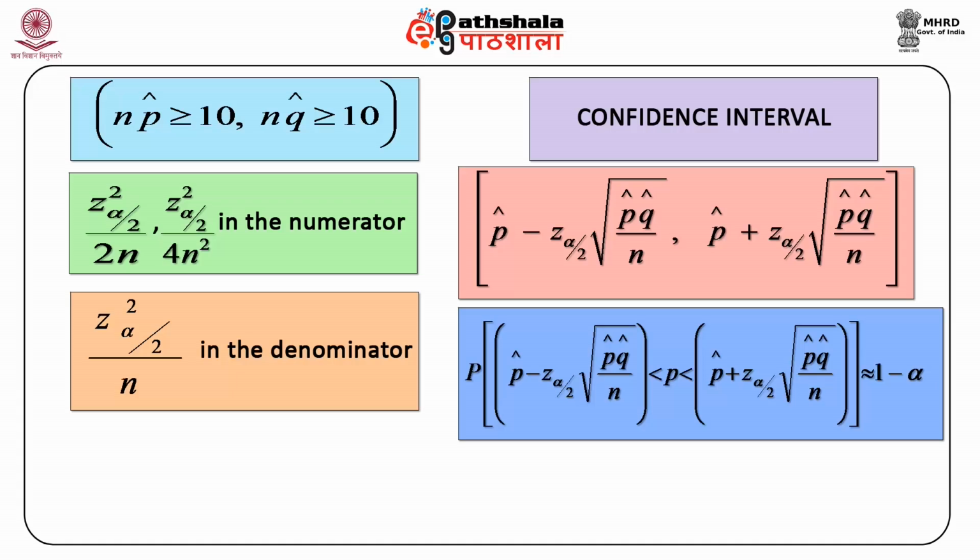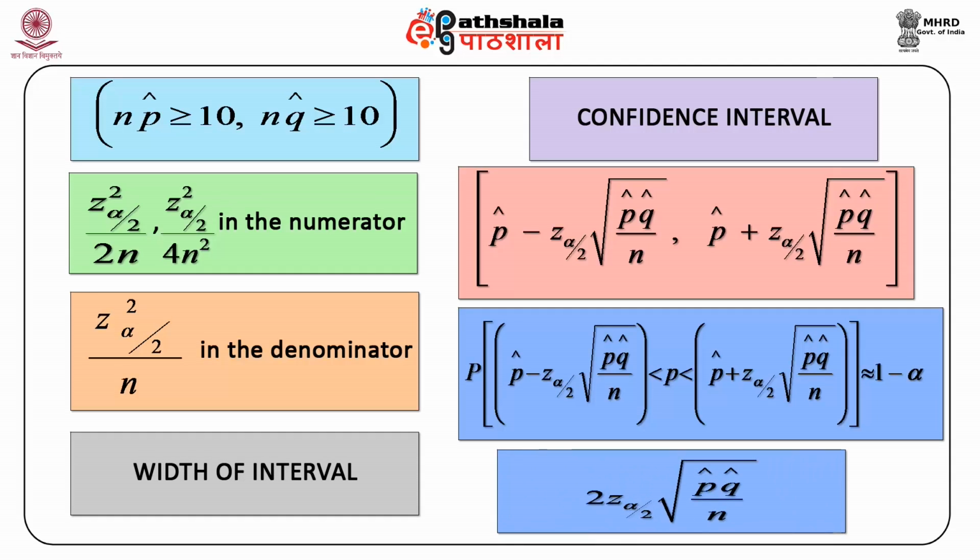And the probability that the population proportion will lie between this lower limit and the upper limit is approximately 1 minus alpha. Width of the interval is 2 times z alpha by 2 square root of p hat q hat upon n.